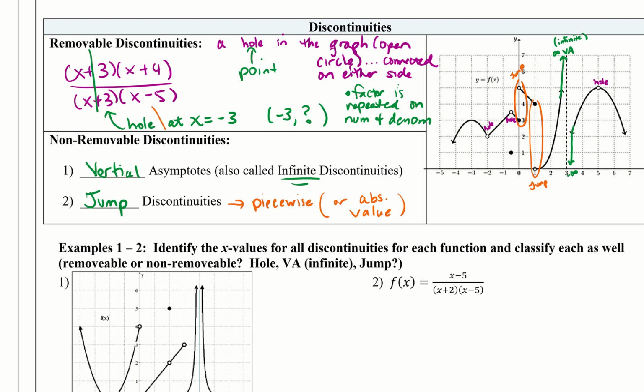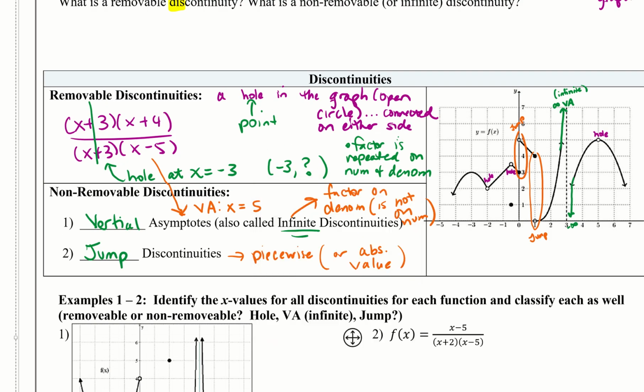A vertical asymptote, in the example that I had earlier, would be happening when we have a factor on the denominator, but that factor is not repeated on the numerator. Because if it is repeated on the numerator as well, then it's not a vertical asymptote. It is instead a hole in the graph. You might wonder, what about other factors on the numerator? Well, those are zeros. Those are x-intercepts. So all of those factors tell you information, but different information.